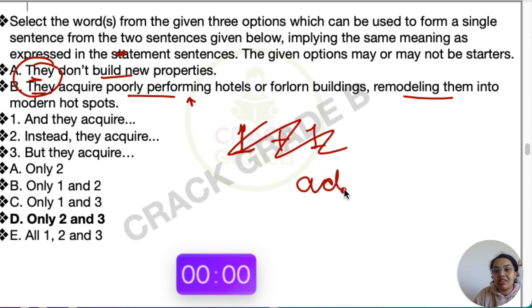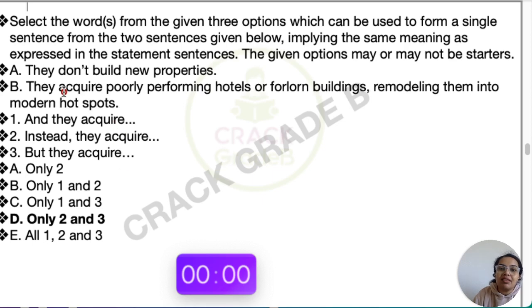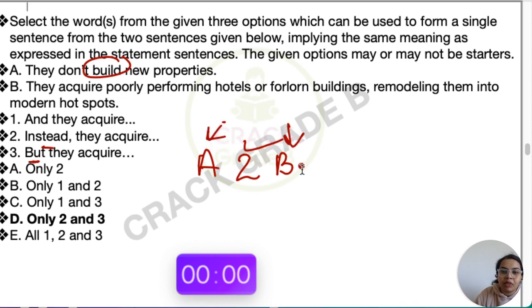So and gives you the sense of one thing getting added to the previous one, which is not here. So we are saying they don't build new properties. Instead, in the place of building, they acquire. So beautifully, you can use A. Second one, go to the B one. Then, but now, yes, they talk about different kinds of relationships. In the first case, where second is used, first action is not done, in the place of building, second is done. But also, these are opposite things. There is a contrast that also exists between these two statements.